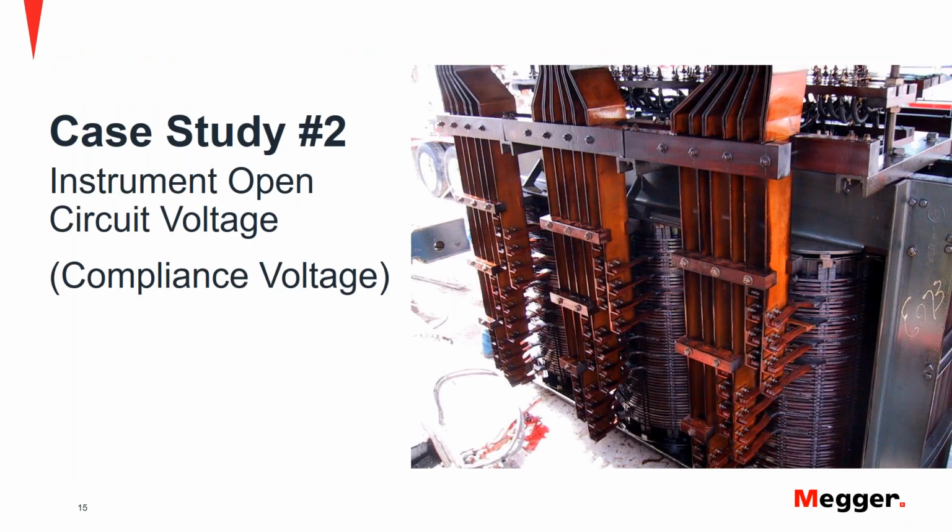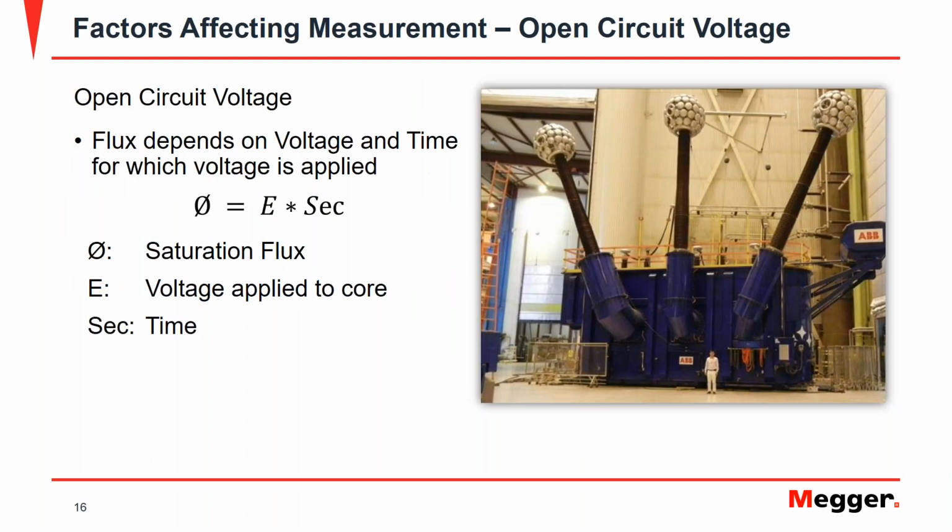Now let's move on to our second case study. This case study is going to talk about the instrument open circuit voltage, also known as the compliance voltage. This is pertaining to the test instrument that you would be using to make the winding resistance measurement. The fact about open circuit voltage is that it plays a crucial role in measuring winding resistance.